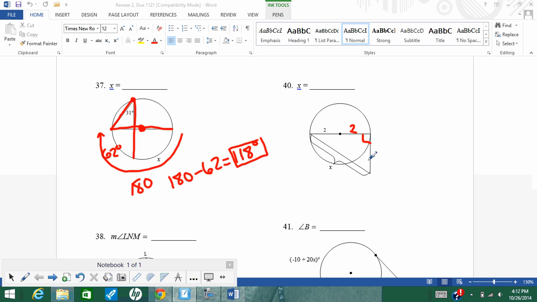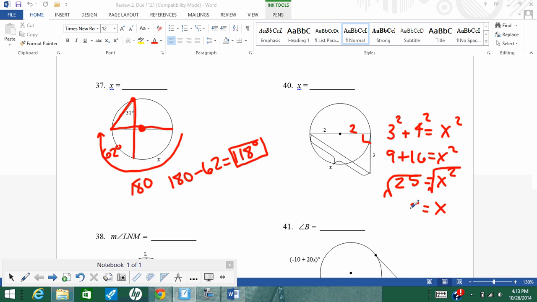And this is a Pythagorean theorem problem. I have this side 3 squared plus 4 squared equals x squared. So 9 plus 16 equals x squared. Take the square root of both sides. We get x is 5. So it's key to remember that a tangent and a radius, or a tangent and a diameter, are perpendicular, which means they make right angles. So this is a right triangle, and we can use the Pythagorean theorem to find out x.